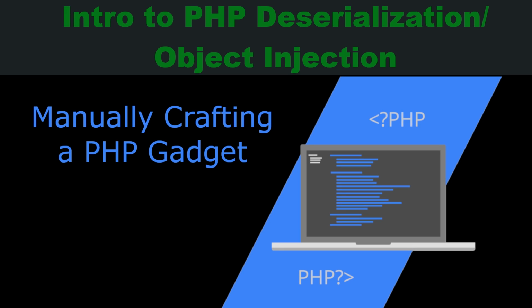What's going on YouTube? This is IPSec, and this video is going to be an introduction to PHP deserialization, also known as object injection. I wanted to create this video because there's a lot of information out there on how to exploit deserialization vulnerabilities using tools like PHPGGC, PHP generic gadget chains. However, there isn't much information on finding the gadgets yourself or exactly how this works. So hopefully this video helps you understand it.